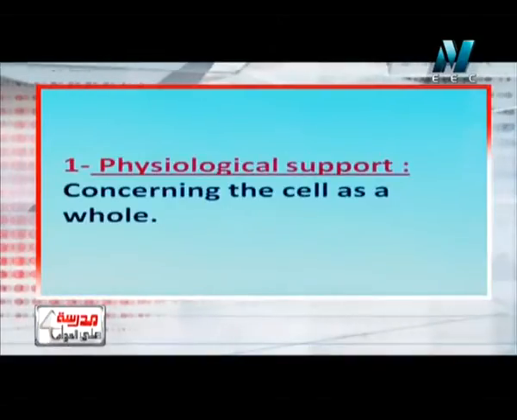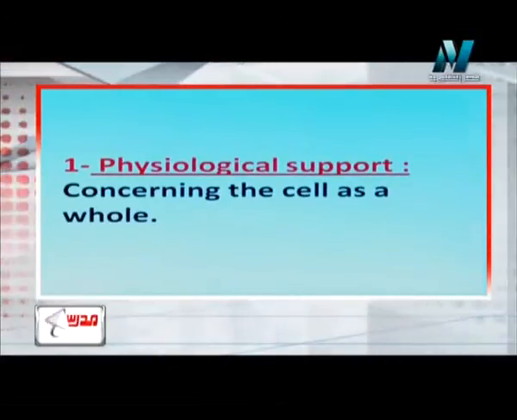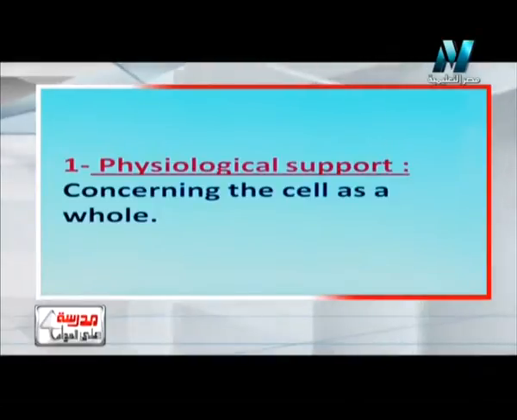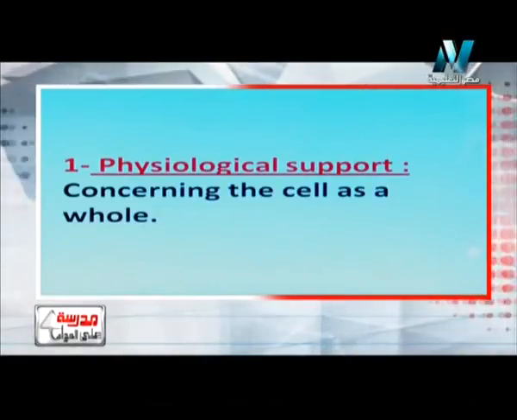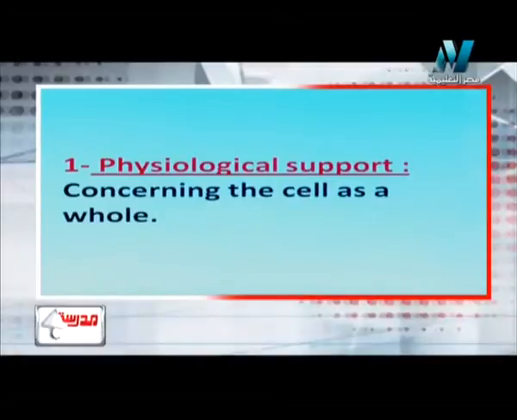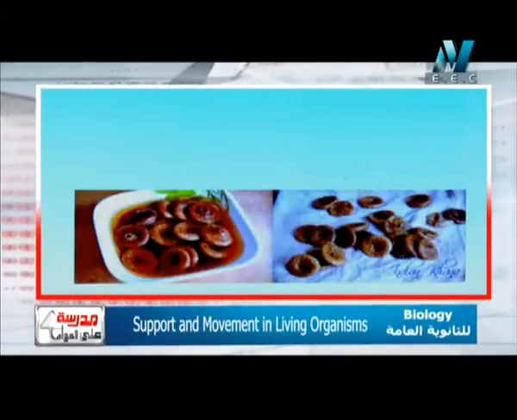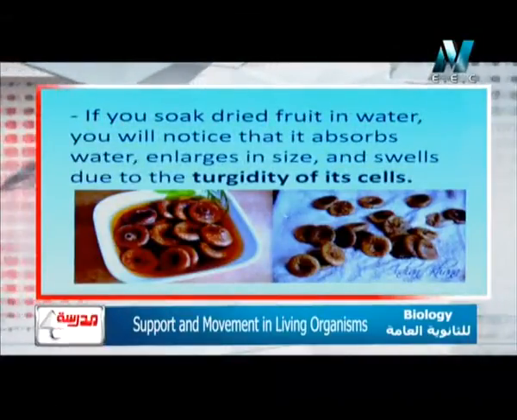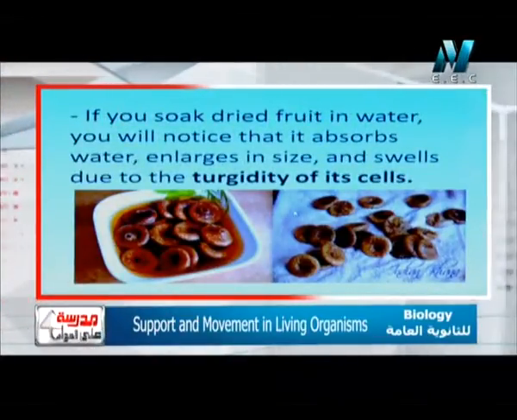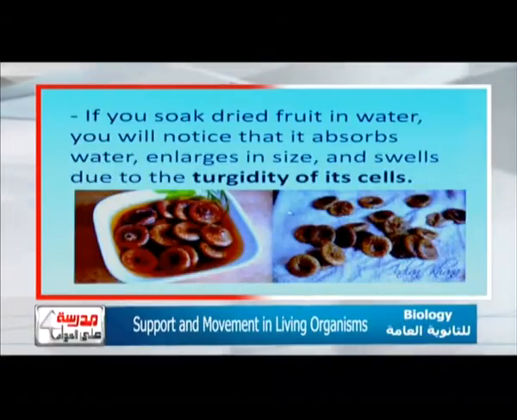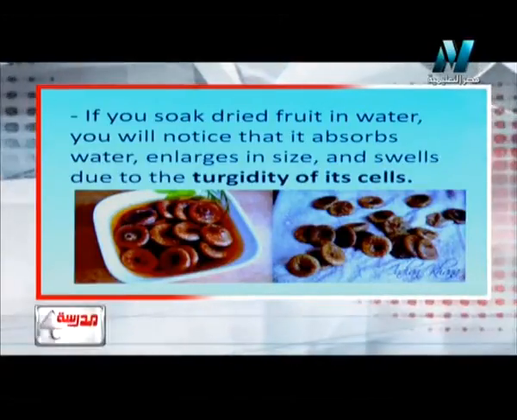Here we will explain number 1, physiological support. Physiological support is concerned with the cell as a whole. How does the water go inside the cell to make the plant more turgid? So, physiological support is concerned with the cell as a whole. As you look here, if you soak dried fruit in water, you will notice that it absorbs water, enlarges in size and swells due to turgidity of its cells.